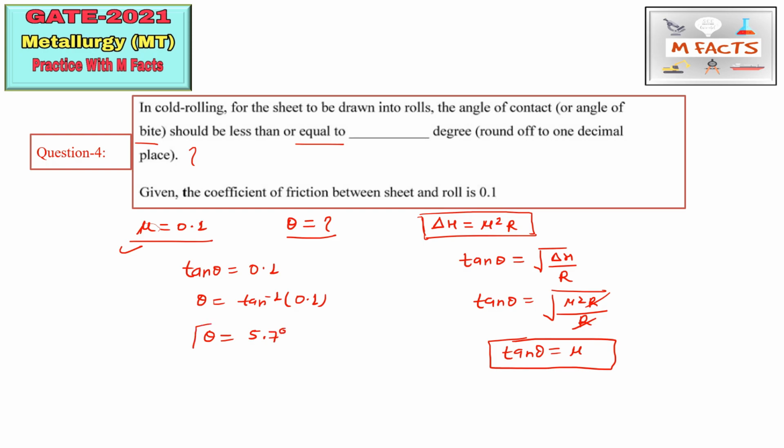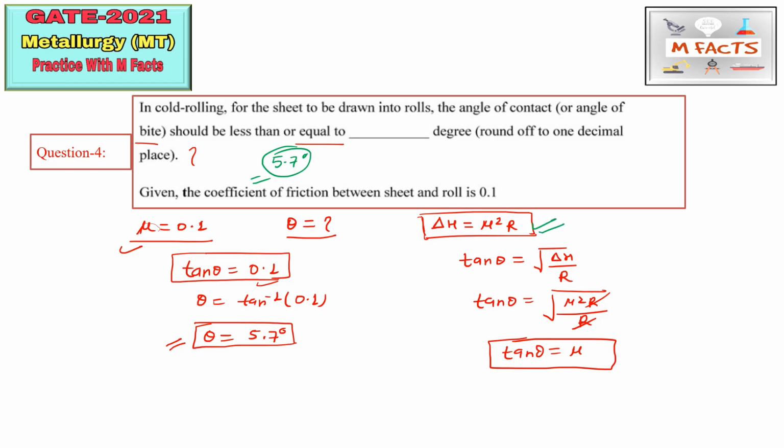So this theta will be approximately 5.7 in degrees. Okay, so this is the correct answer for this question. And sometimes people forget to take tan inverse, so don't make that mistake, because that comes under silly mistakes basically. Okay, so this theta value will be 5.7 degrees, and this is the answer. Okay, so this formula is very important.